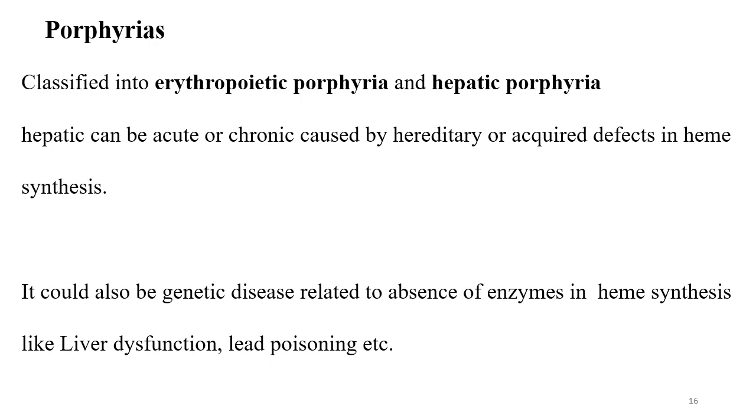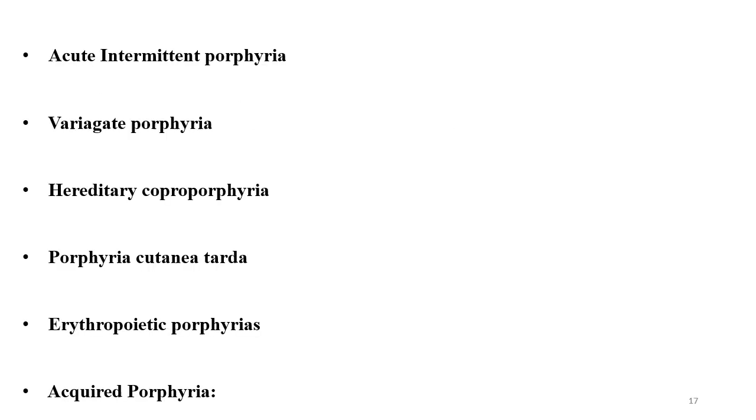Porphyrias can be classified into two types: the erythropoietic porphyria and the hepatic porphyria, and both of them occur either due to a genetic disorder, or due to a liver dysfunction, or exposure to heavy metals like lead, like I mentioned before. This is the classification of porphyria: acute intermittent porphyria, variegate porphyria, hereditary coproporphyria, porphyria cutanea tarda, erythropoietic porphyria, and acquired porphyria. Thank you.